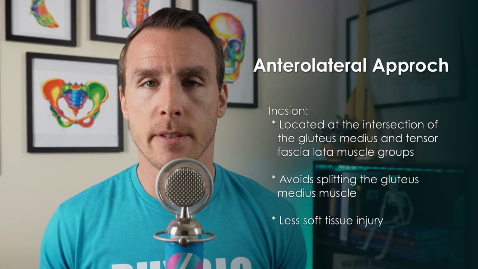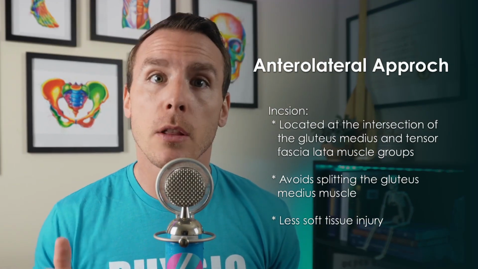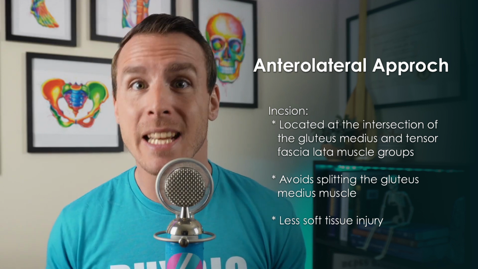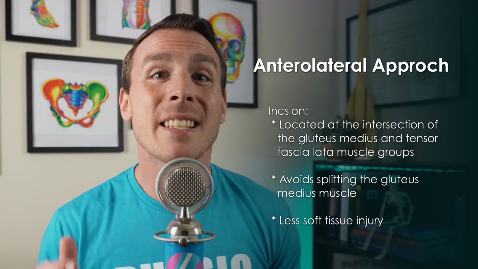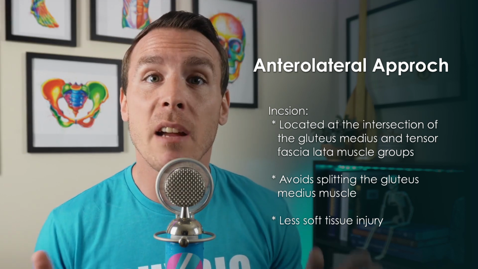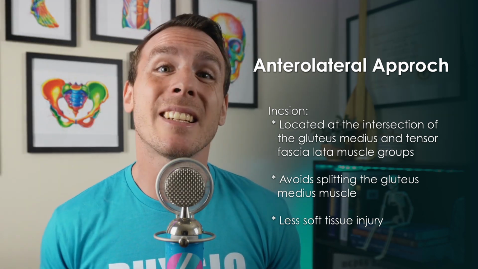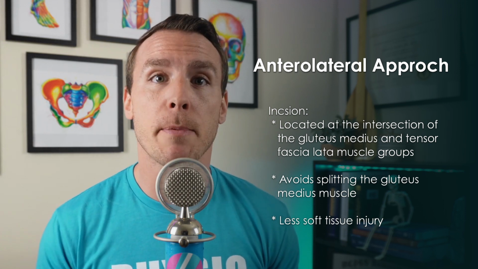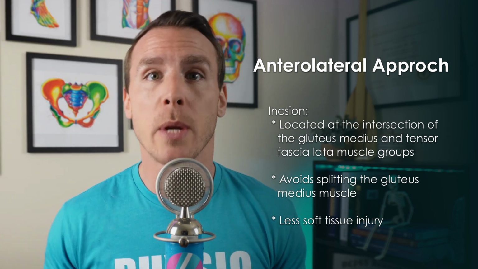There is also an anterior lateral approach, which occurs in roughly 4% of all total hip replacements, and is considered minimally invasive compared to the posterior and direct lateral approaches. The reason for this is the precise location of the surgical incision, with the anterior lateral approach located at the intersection of the gluteus medius and tensor fascia lata muscle groups. This is unlike the direct lateral approach, where the gluteus medius muscle is split. By avoiding splitting the gluteus medius, the anterior lateral approach minimizes disruption to the muscle group, allowing for less soft tissue injury and blood loss during surgery.